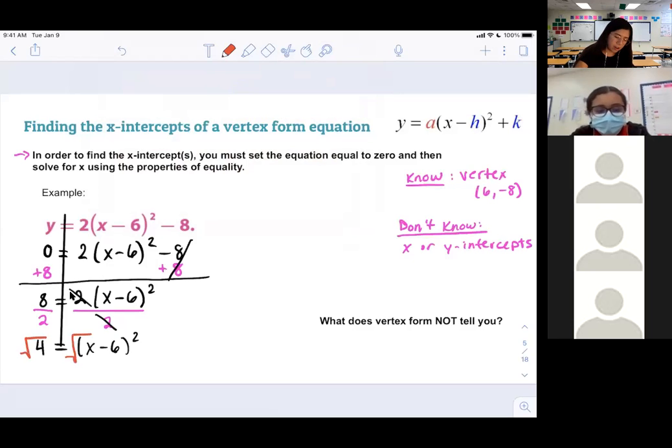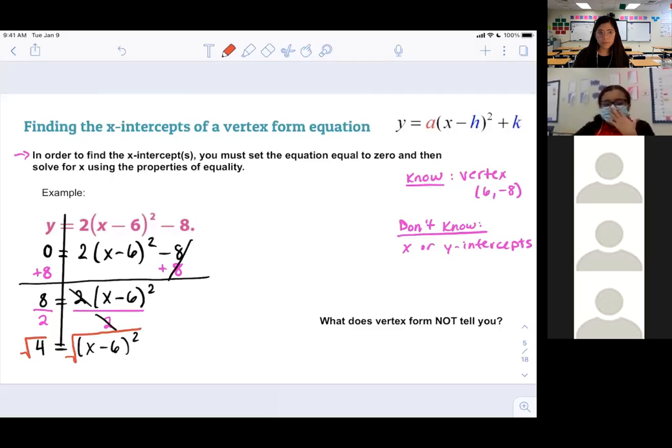Everybody with me so far? I'll pause here. Does anybody have any questions? Okay. Now, here's a very important part. When you take the square root of a number, you actually get 2 answers. Does anybody remember why that is?